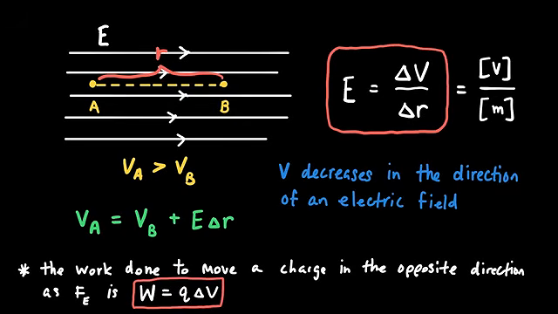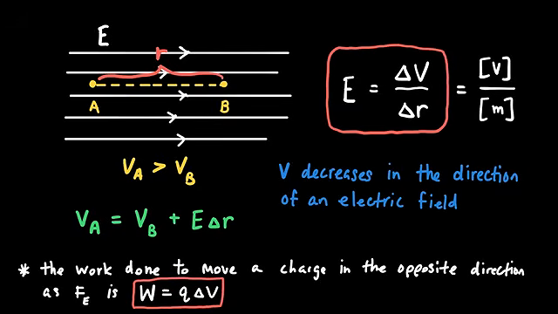Point A has a higher electric potential because that point would be associated with a higher electric potential energy. So VA is greater than VB. The amount by which it's greater is whatever the potential is at point B plus E times the distance between those 2 points. If I let go of a positive charge at point A, it would move in the direction of the field lines to the right, and as it does that, the potential would be decreasing. So in general, we could say that potential decreases in the direction of an electric field. A pretty important point, something I think you should remember.